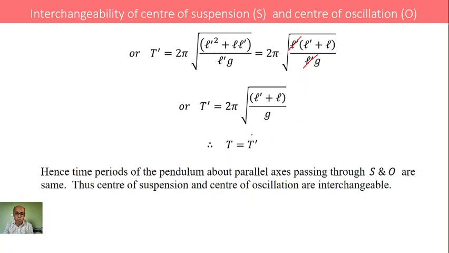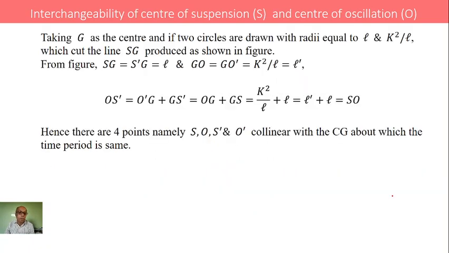Therefore T dash becomes equal to T, or T becomes equal to T dash. Hence the time periods of the compound pendulum about the parallel axes passing through S and O are the same. Both have the same period of oscillation. Thus the center of suspension and the center of oscillation are said to be interchangeable. They can be interchanged, because the time periods remain the same.